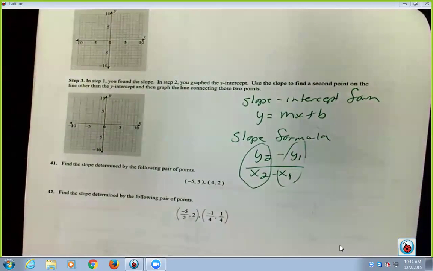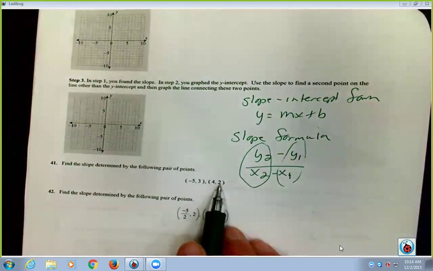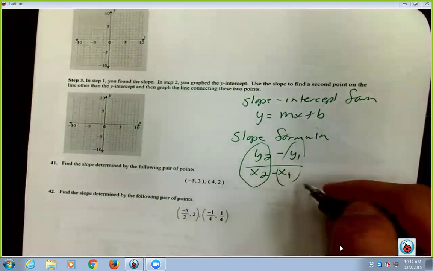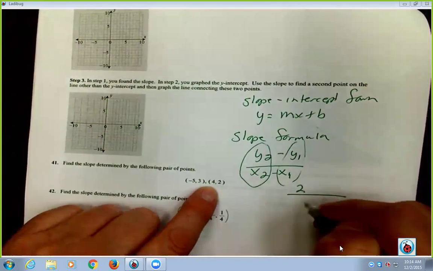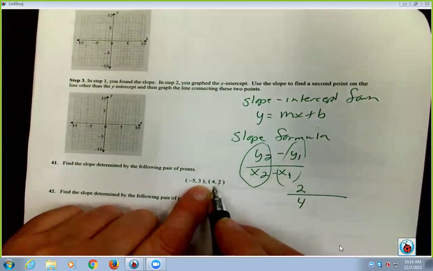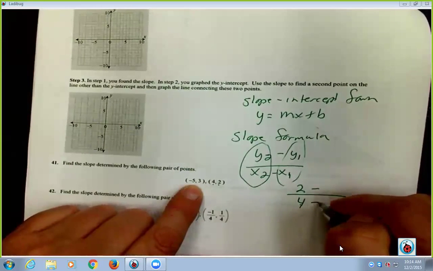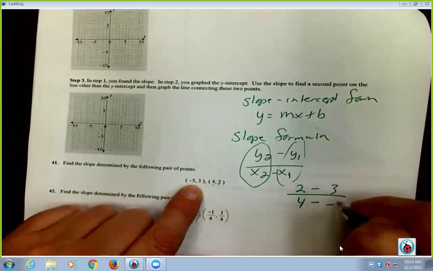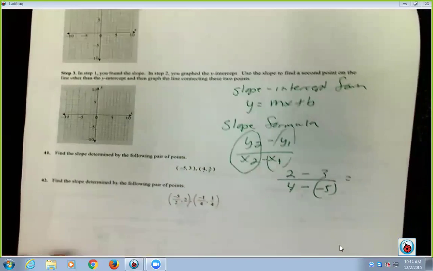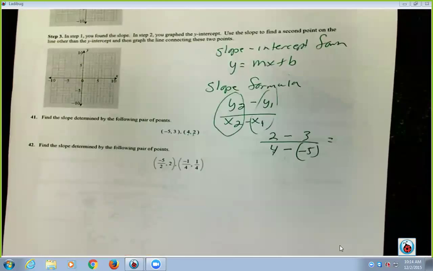Okay. So when I would set these up, I would start over here and work my way back across. It's the easiest way. 2 over 4. 2 is my y. 4 is my x. Minus, minus, because that's my formula. 3 over a negative 5. And then you can use that to find your slope.